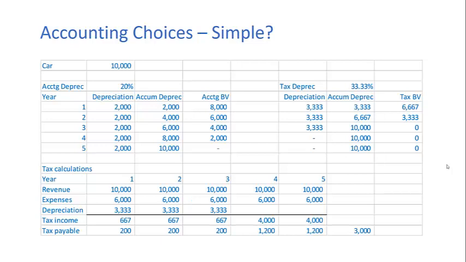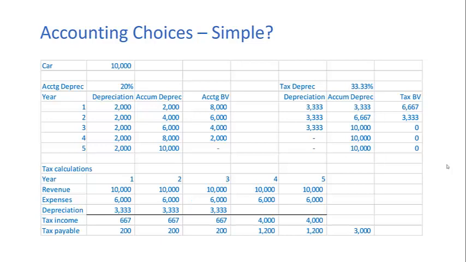A good way of thinking about these accounting and tax book values is that the accumulated depreciation gives us the expenses that have been recognised to date, and the book values give us the expenses which are to be recognised in the future. So from accounting purposes, after 1 year we've recognised $2,000 worth of expense and there's $8,000 to go, whereas for tax we've recognised $333 worth of expense after 1 year and there's $6,667 to be claimed in the future.